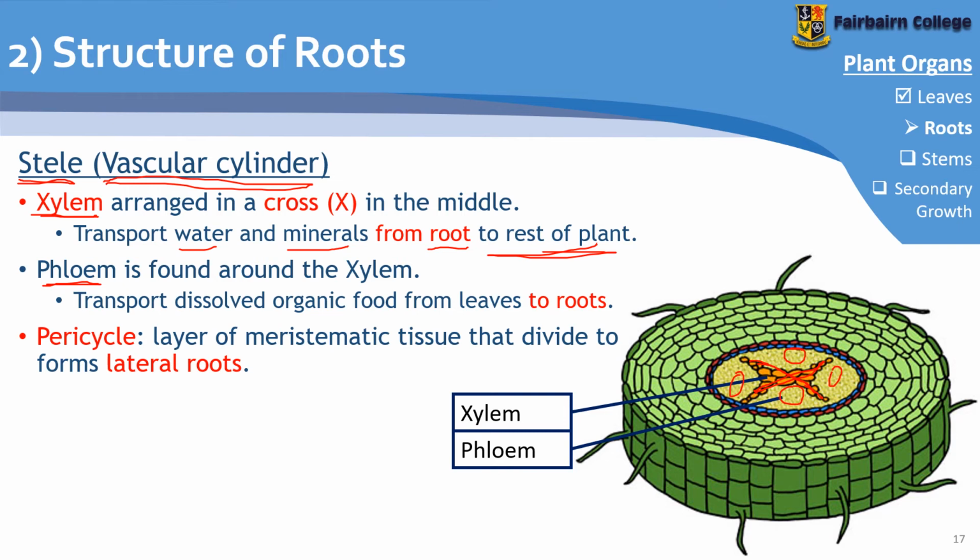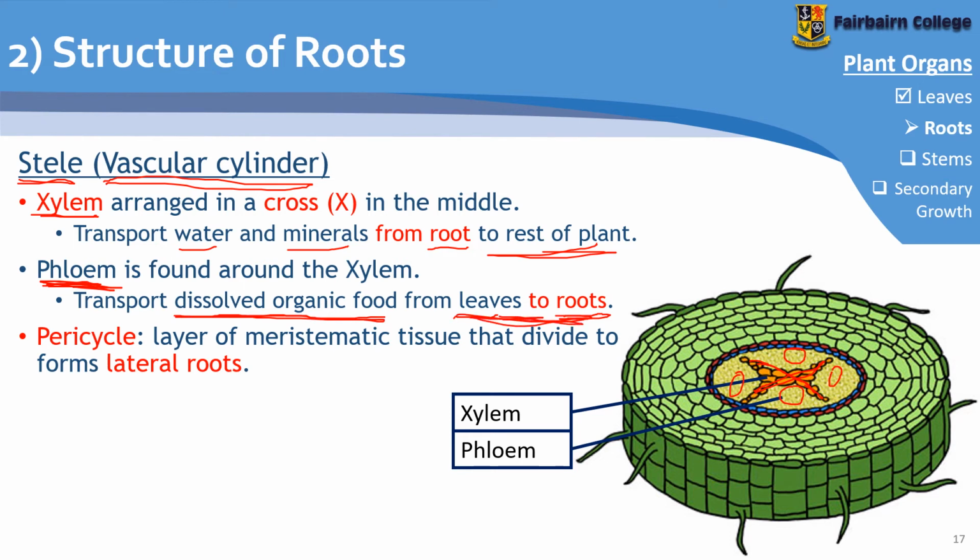And again, the function of the phloem is the same as in other parts of the plant. It transports dissolved organic food from the leaves to the roots in this case. Remember we said earlier that in the leaves it makes glucose and other organic molecules, and those organic molecules then need to be transported to the roots where they can be used or stored, and they get there via the phloem.